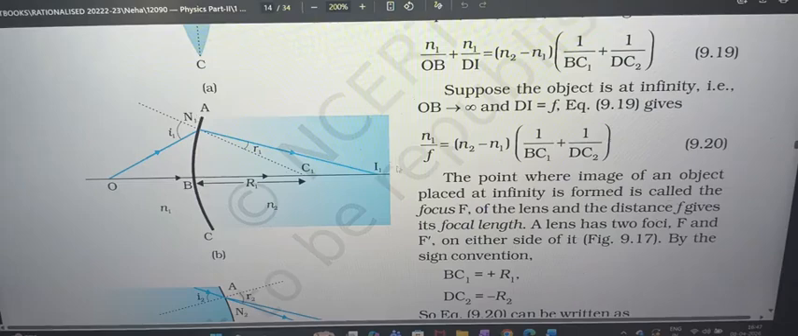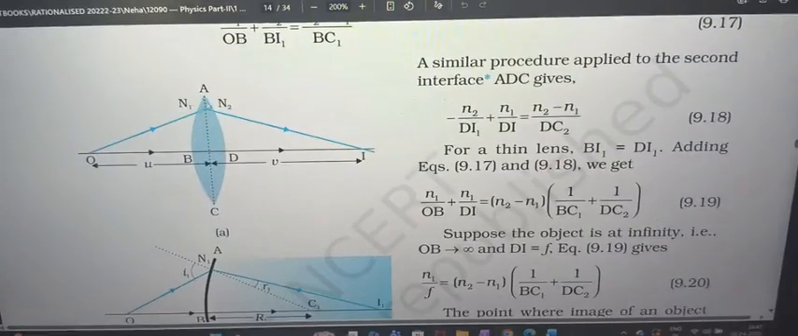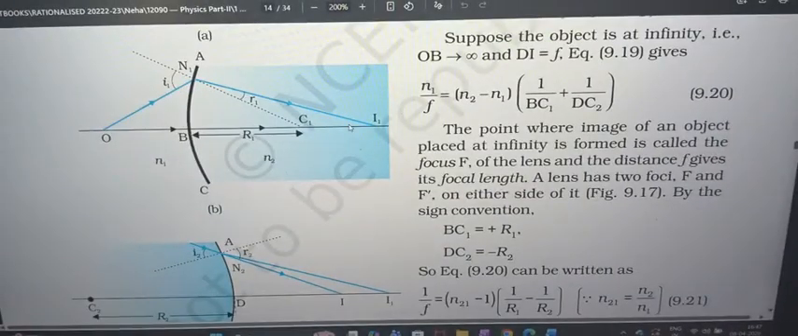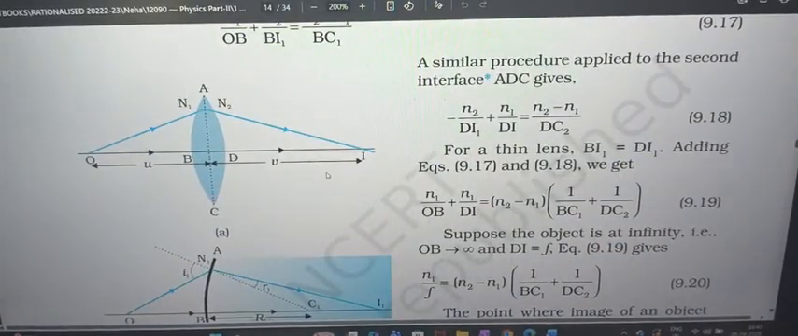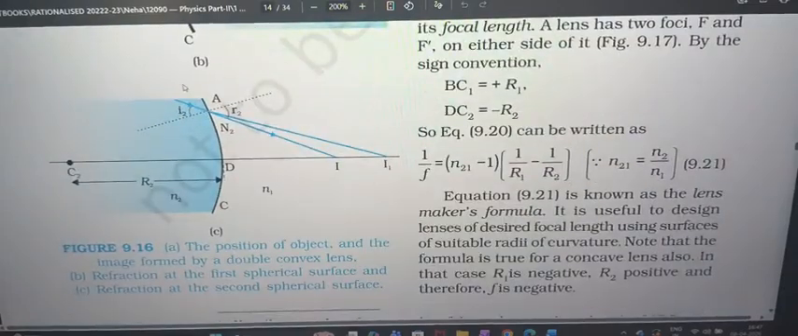Now this image will act like a virtual object because still this other lens surface is there. For this, the object will be the image of the first spherical surface. So whatever image the first spherical surface is forming, it will act like an object for the second spherical surface. This is very important to note. So for this second spherical surface, we are not considering the object over here as O. I1, which is the image formed by the first spherical surface, will act like an object.